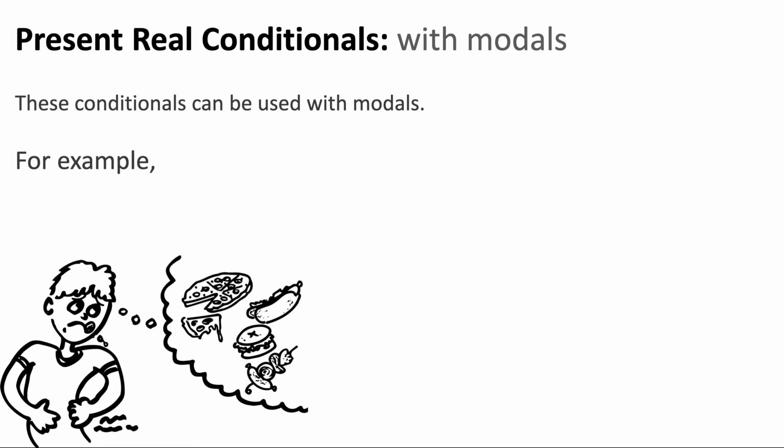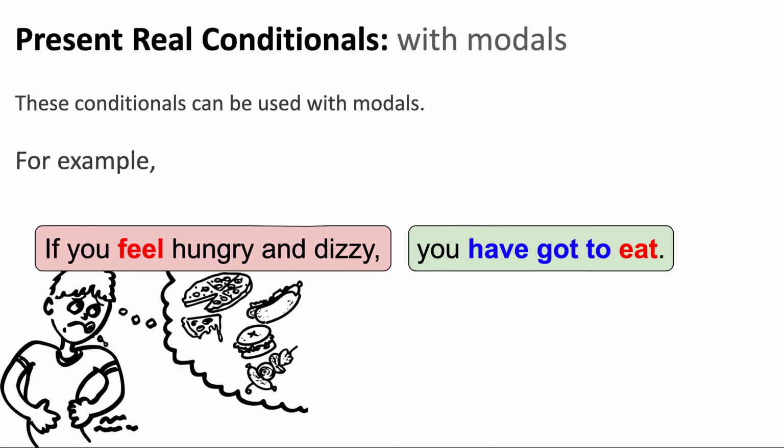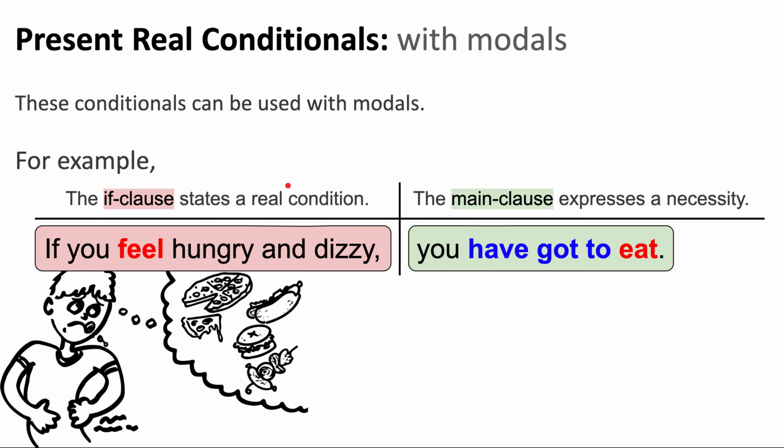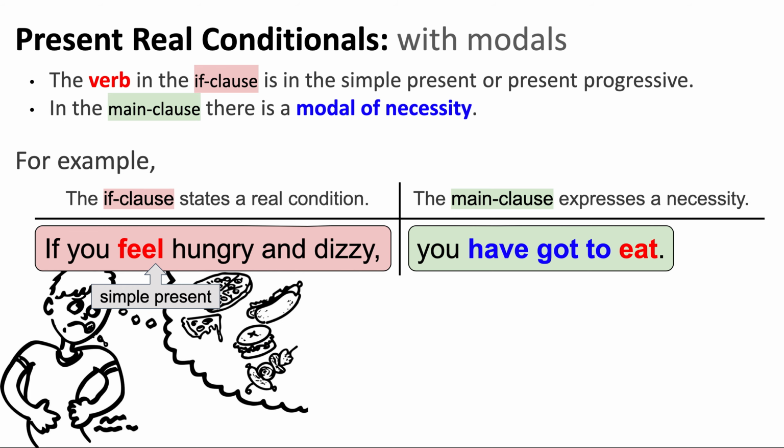Now let's look at another example. If you feel hungry and dizzy, you have got to eat. Here, the if clause states a real condition, if you feel hungry and dizzy. And the main clause expresses a necessity, you have got to eat. Now let's look at the form. Once again, the verb in the if clause can be either in the simple present or present progressive. Here, if you feel hungry and dizzy is in the simple present. And in the main clause, there is a modal of necessity, have got to. Have got to is a modal of necessity.